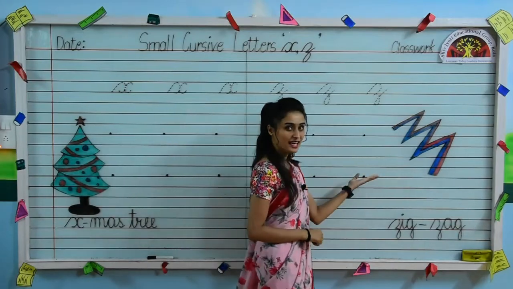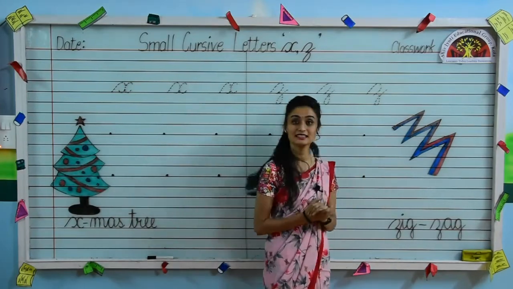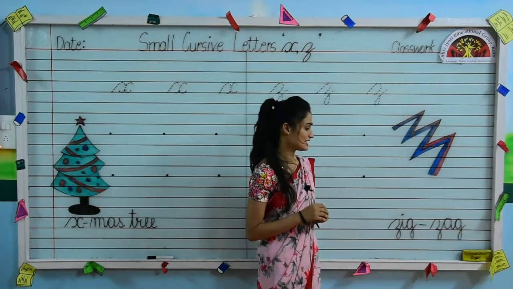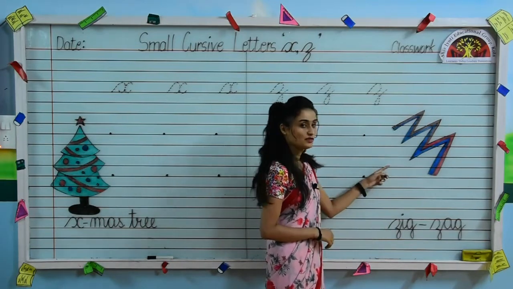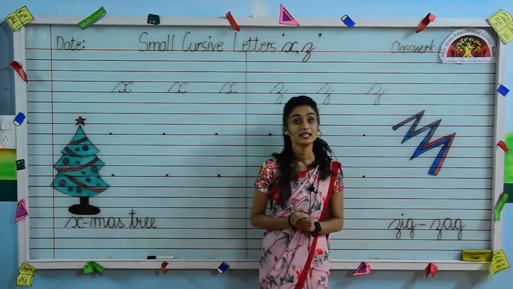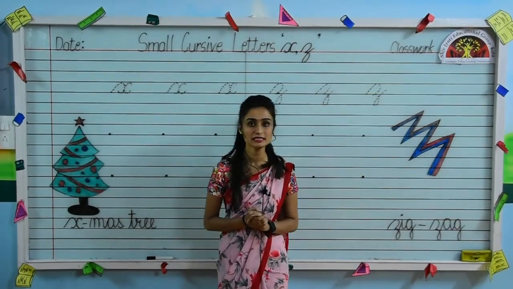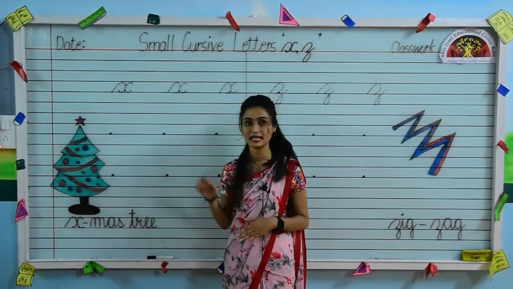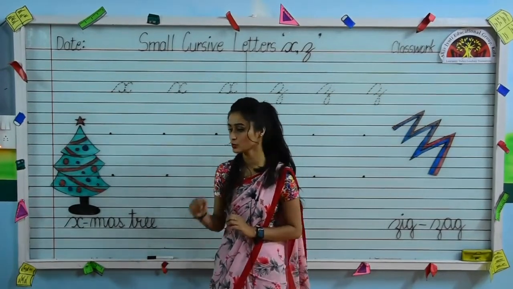Now come this side and tell me what is this? Yes, this is zigzag. Z for zigzag. Now kids, we will see different formation of X and Z with these tools.